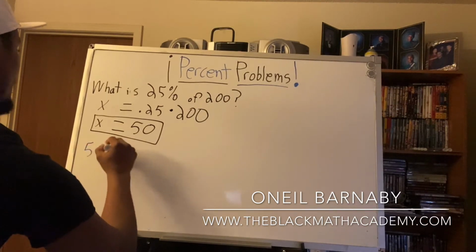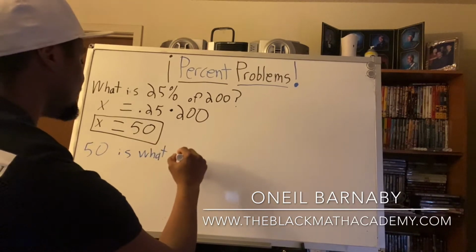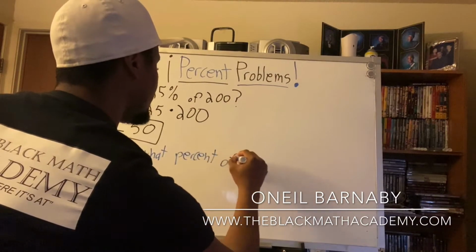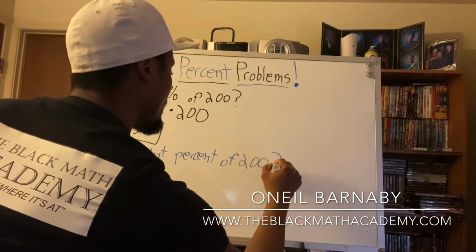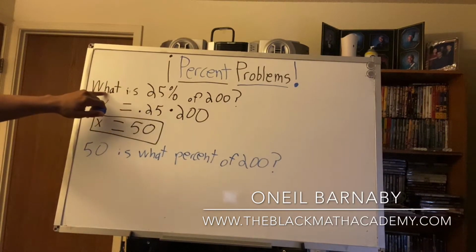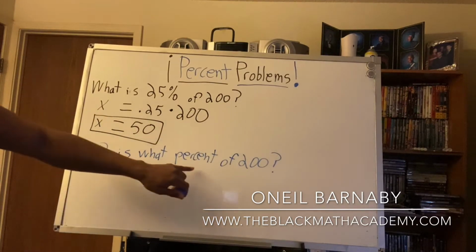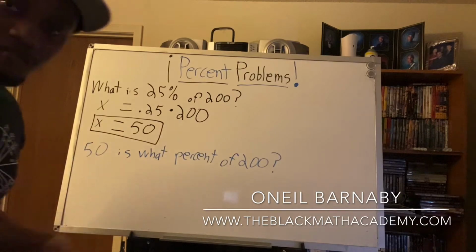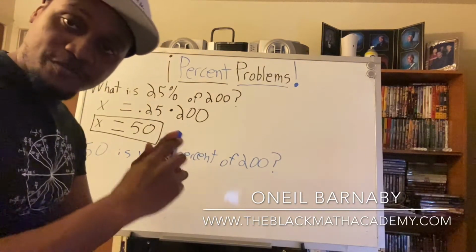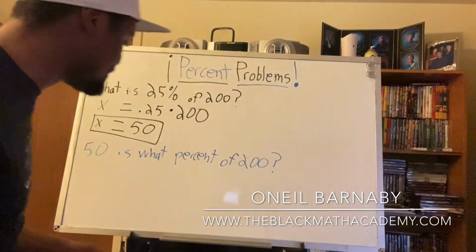50 is what percent of 200. So the difference here is that in the first problem, the result is what we were looking for. In this problem, what we're looking for is the percent now. What percent? So that value is missing. But the same way we solved the first one in terms of setting it up is going to be the exact same method we're going to use for this second problem as well.